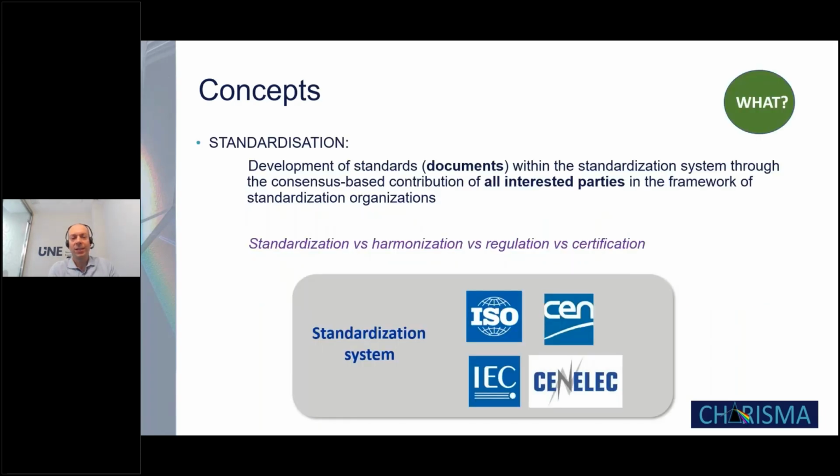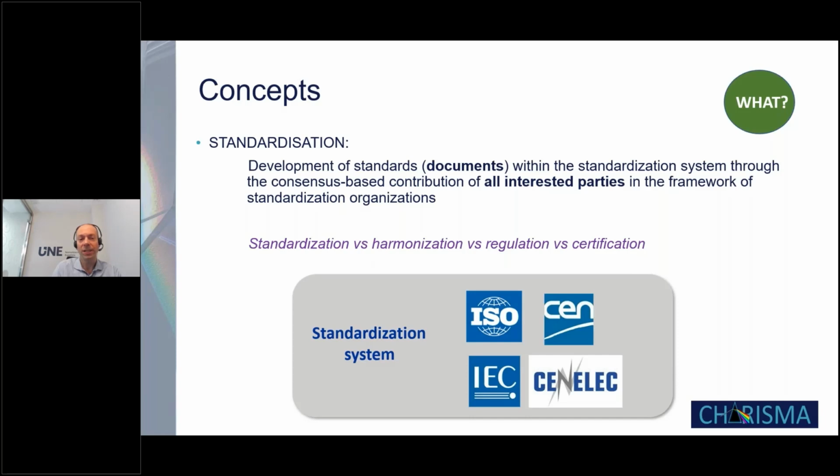Well, we can use the word standardization in many different contexts, but here we are going to use the words standardization and standards with a particular meaning, which is the development of standards. What kind of standards? Those that are produced in the standardization system, which is composed by ISO, the International Organization for Standardization, IEC, which is equivalent to ISO but for electrotechnical topics, CEN, which is the European Committee for Standardization, and CENELEC, which is the equivalent of CEN for electrotechnical issues.